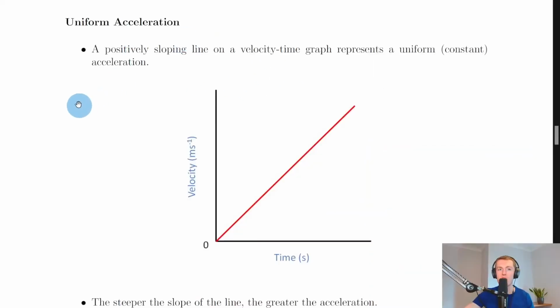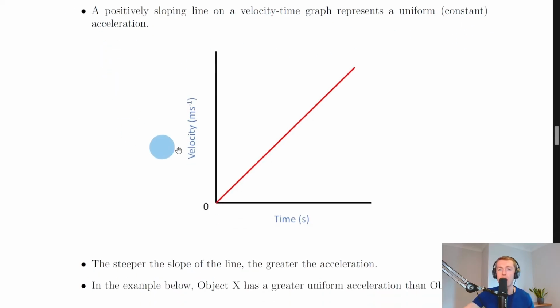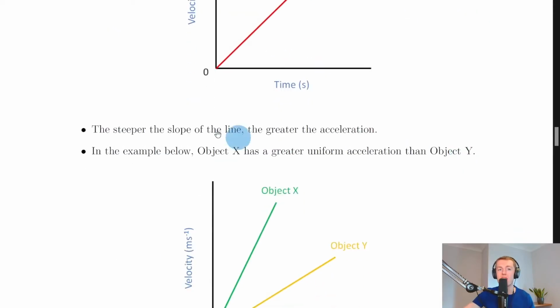So at constant velocity, the car should travel the same distance in that given time. Going back to the notes now, we have uniform acceleration, also known as constant acceleration. It says that a positively sloping line on a velocity time graph represents a uniform or constant acceleration. So here we have our VT graph, and we've got a straight line with a positive gradient. It then says the steeper the slope of the line, the greater the acceleration.